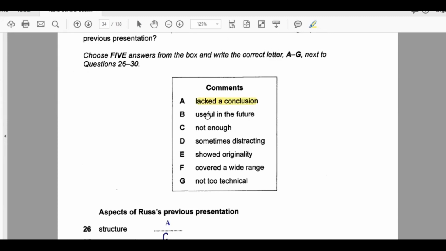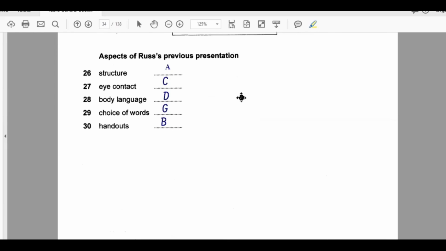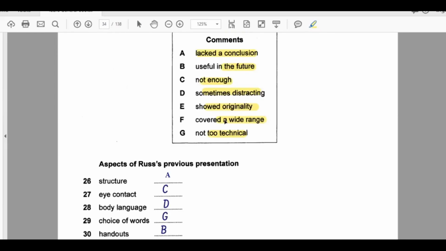So A is lacking a conclusion, B useful in the future, C not enough, D sometimes distracting, E showed originality, F covered a wide range, and G not too technical. So we have 5 questions here, and then we have 7 options. So there are going to be 2 that we don't need. The speaker might confuse us by giving information of that sort. So let's see how it was.